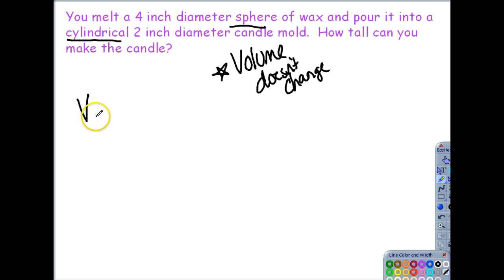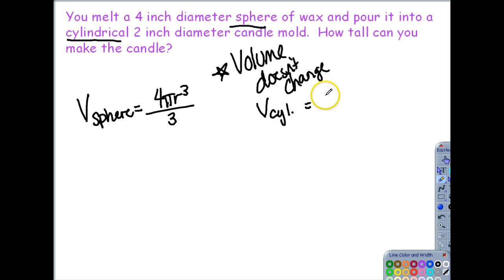First of all, volume of a sphere, we're going to have what? 4 pi r cubed divided by 3. And for volume of a cylinder, I'm going to do just pi r squared times the height, because we know that is the area of the base. All right, now let's talk about what we already know. They give you that the diameter of the sphere is 4 inches, so that tells us the radius is 2. It sounds like we can right now find the volume of the sphere.